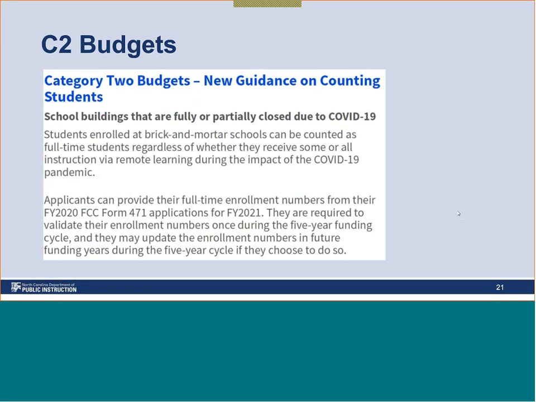All the counting of students in enrollment and COVID-19 rolls back to this: students that are enrolled in brick and mortars are counted as full-time students, regardless of whether they are in a remote learning space or actively attending classes. That being said, applicants can still use their full-time enrollment numbers from funding year 2020 as they had them before the pandemic hit, or, as Roxy mentioned, we're waiting for the numbers to come to us from Raleigh for enrollments throughout the state, and then we can pass those back to you.